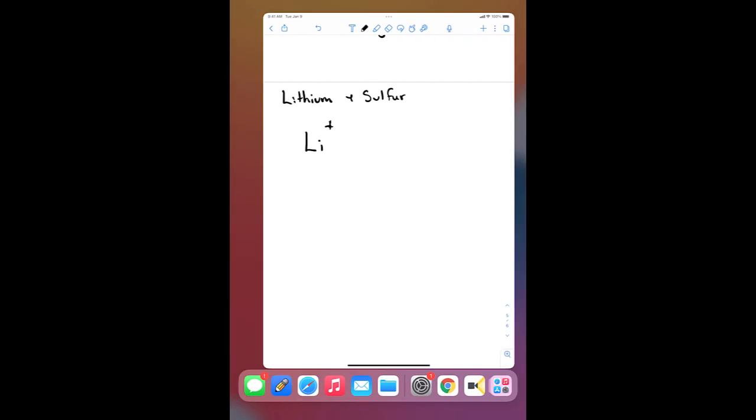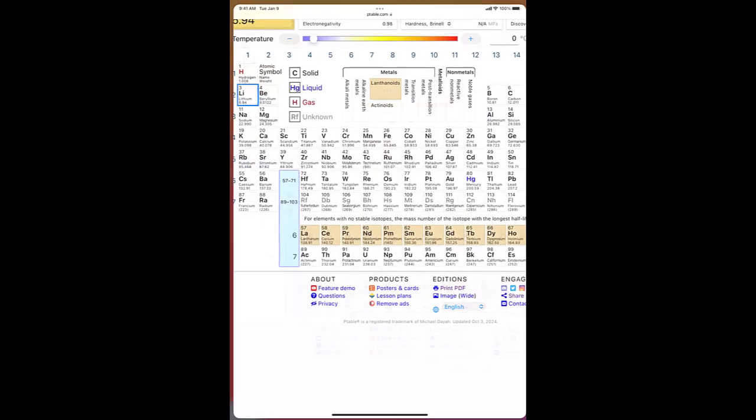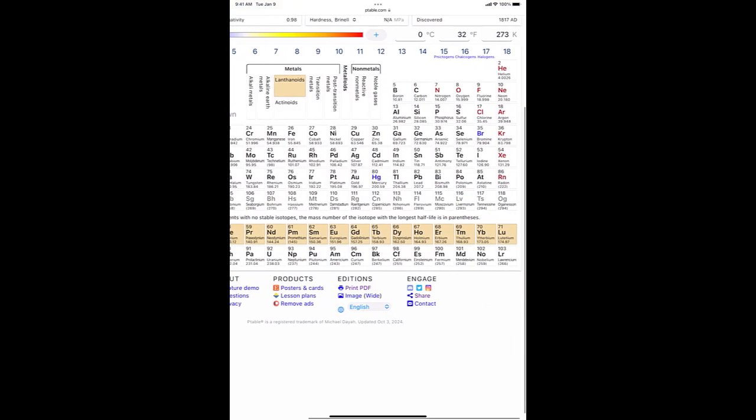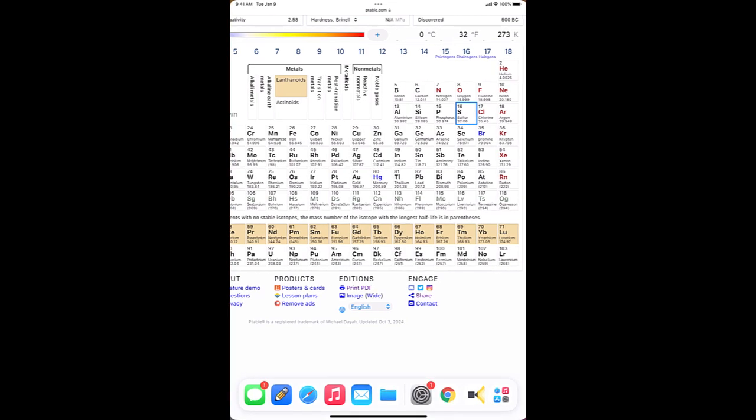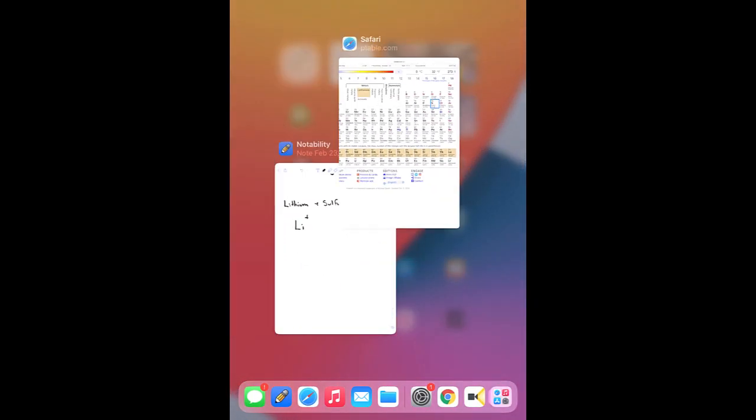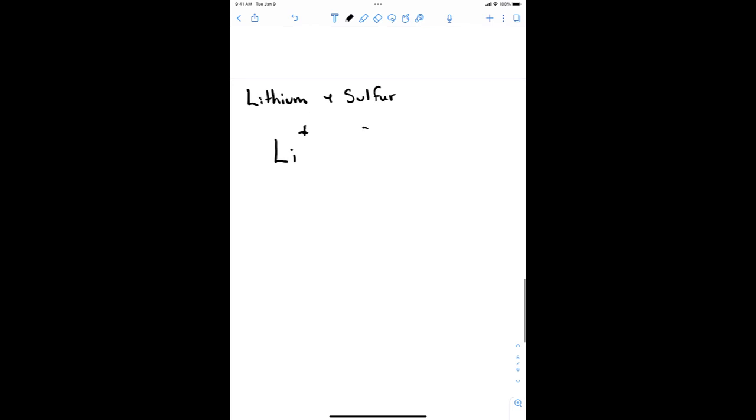Now if we do the same thing and look up sulfur, so we come over here, sulfur is right here on the periodic table. It's in group 6A, meaning it has 6 valence electrons, and so it's going to want to gain the 2 electrons. When it gains 2 electrons, it's going to have a -2 charge.